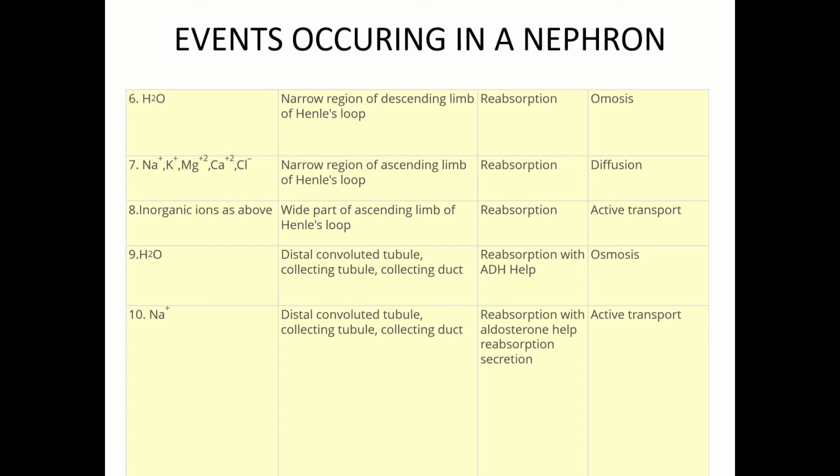Ninth, we have water. The region is the distal convoluted tubule and collecting duct. The process is reabsorption with ADH helping in the reabsorption. The mechanism is osmosis. Next is sodium ions. The region of the nephron is the DCT, collecting tubule and collecting duct, and the process is reabsorption and secretion, with aldosterone helping. The mechanism is active transport.